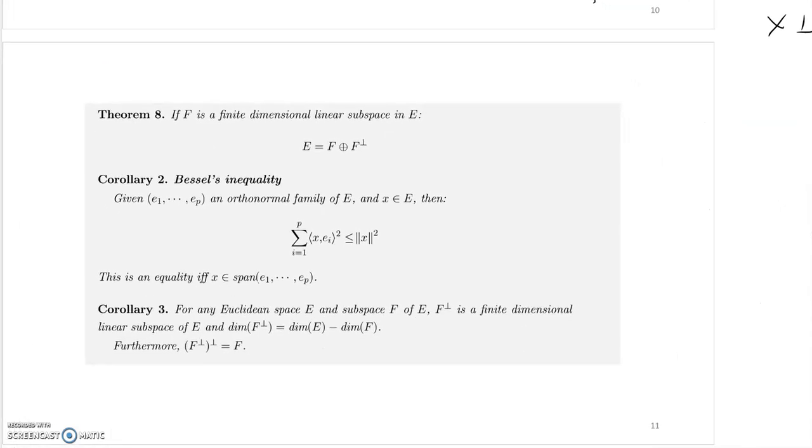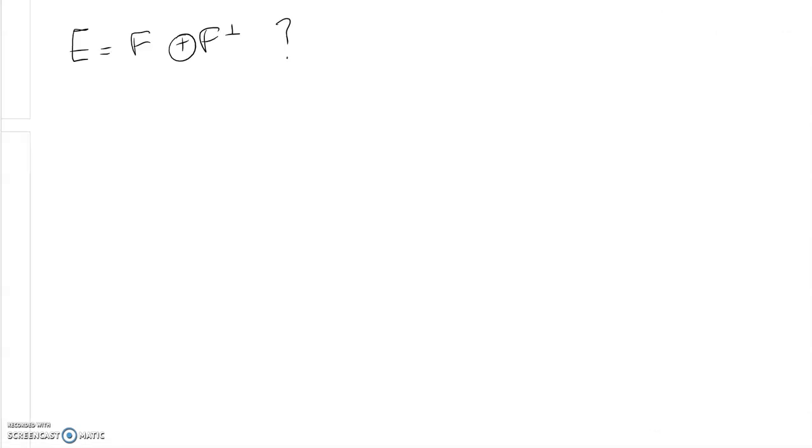Right, so the next theorem: if F is a finite dimensional linear subspace in E, then E is equal to F plus the orthogonal complement of F. That's a very intuitive idea. I more or less already used that kind of thing earlier in my small drawing. So how can we see that? We want to prove that in an inner product space E, if we've got a linear space F, then it makes a direct sum with its orthogonal complement.